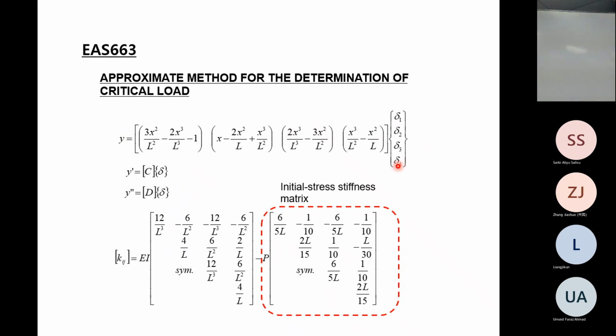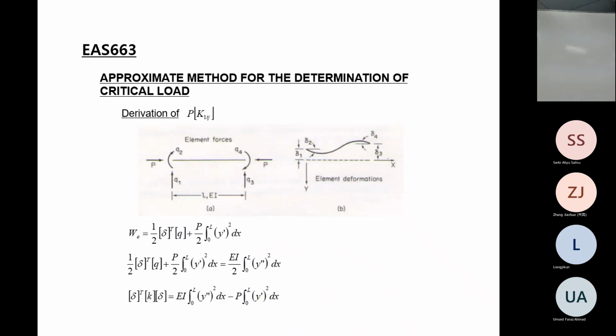So this is y. Then we need y prime and y double prime. Why do we need y prime and y double prime? Because in this equation here, you have y prime and y double prime. Y prime means dy/dx. Y double prime means d2y/dx2, which is needed in getting the strain energy. This is needed for these terms here.